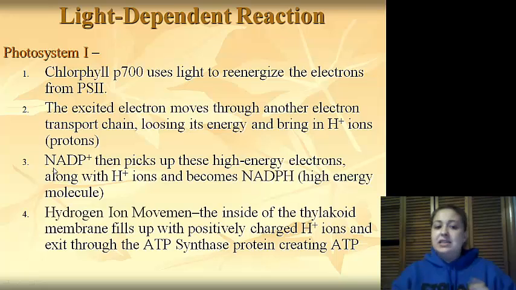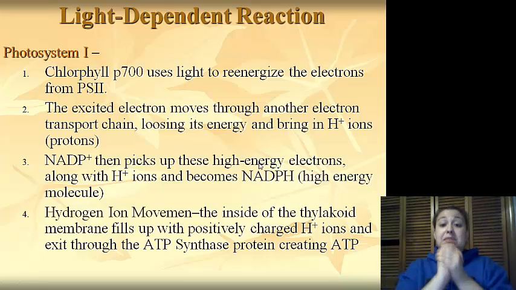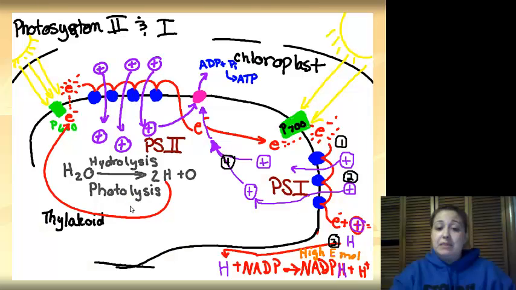And at the end, the NADP+ picks up that high energy electron and takes one of those hydrogen ions, combines it to make a hydrogen atom, and tacks it on. Now it becomes NADPH, a high energy molecule. Again, the hydrogen ions from the inside of the thylakoid, which is filled up positively charged, can exit through that ATP synthase protein again, creating ATP.